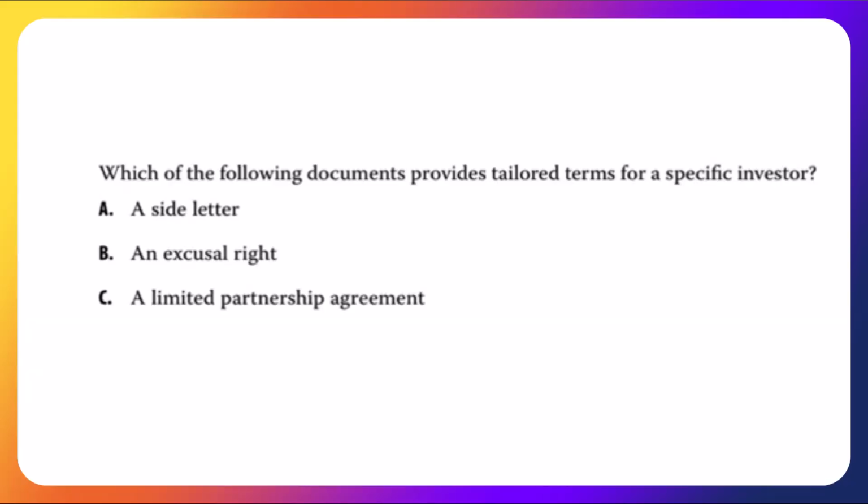Which of the following documents provides tailored terms for a specific investor? Keyword here is a specific investor. The limited partnership agreement is for everybody, right? An excusal right is a term that is used for an investor that wants to skip a capital call. But when we're looking for a document, it is a side letter, A.